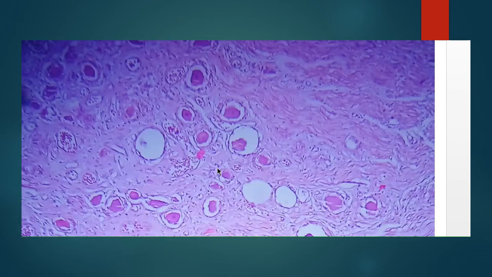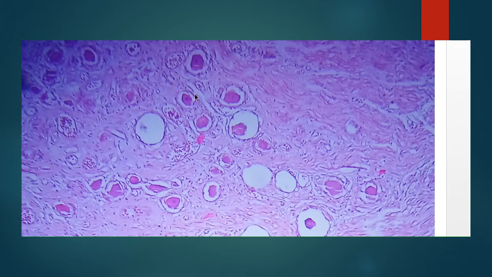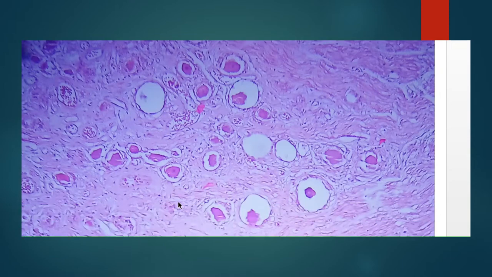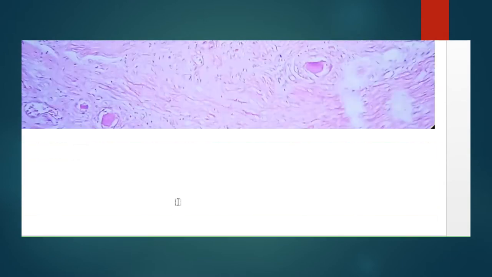Now let us see that. Okay, this is another slide of sensory ganglion. The same we can identify: centrally placed nucleus, and this is the cell body and nucleus you can identify, and the cell body is surrounded by more satellite cells. That is nothing but your sensory ganglion.